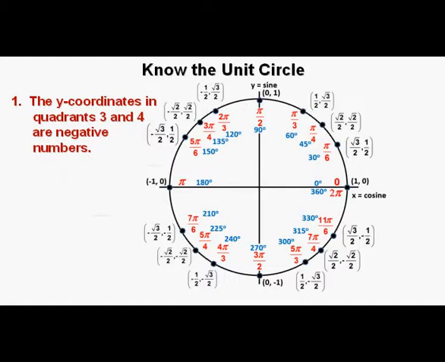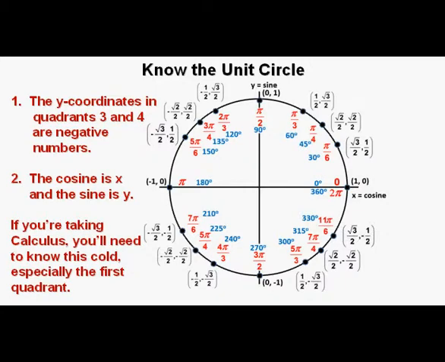I want to emphasize two things. First, the y-coordinates in both quadrants 3 and 4 are negative, just reflected about the x-axis from above. And secondly, the cosine is x and the sine is y. For all these coordinate pairs, the x-coordinates are all cosines of the angles and the corresponding y-coordinates are all sines of these angles. If you are taking calculus, you need to know this unit circle cold, especially the first quadrant.